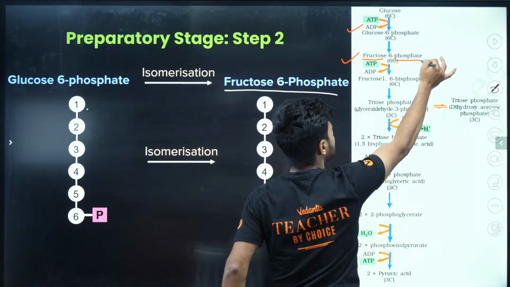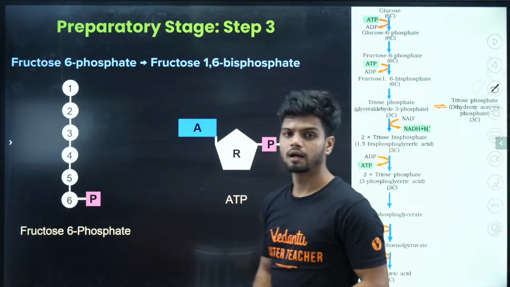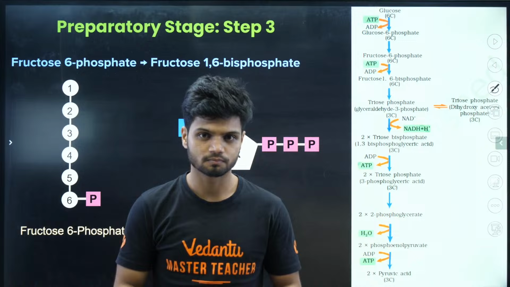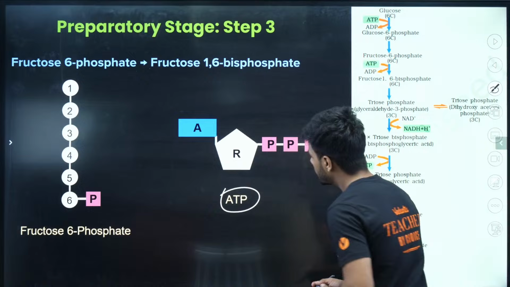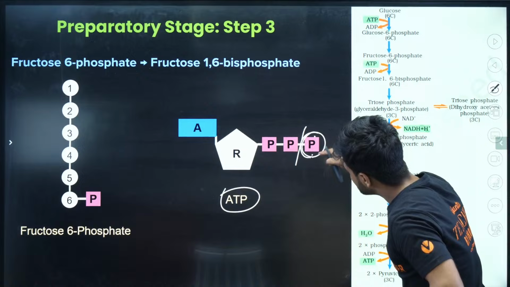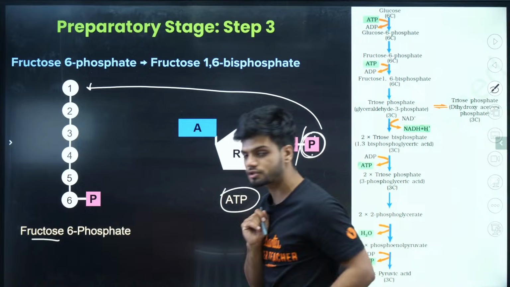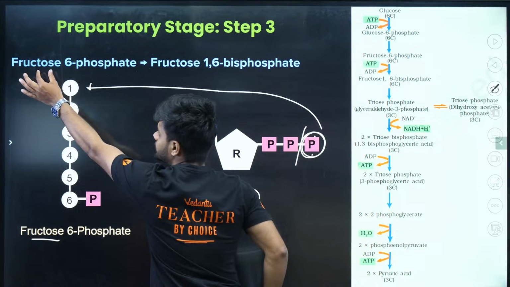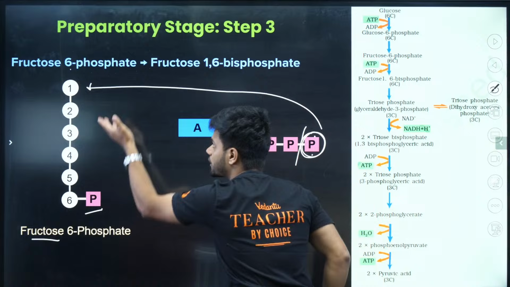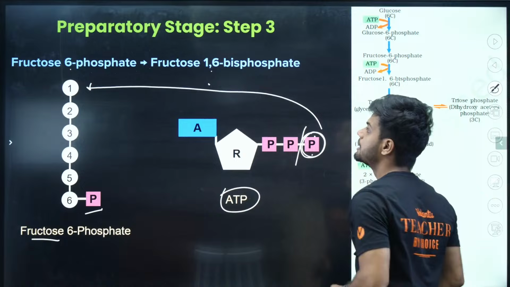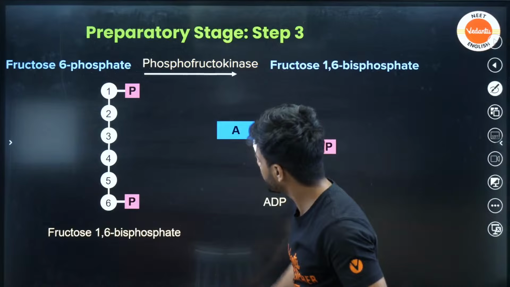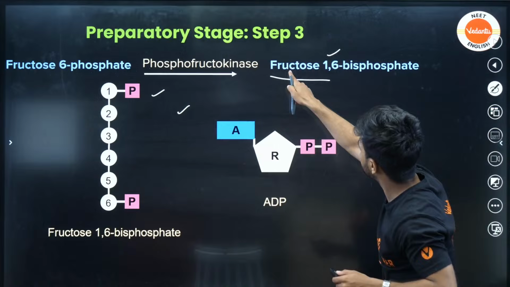Now, the third step is also a phosphorylation. Similarly, we take an ATP, we break this bond, and this phosphate attaches to the first carbon of your fructose. So what did we have here? We had fructose 6-phosphate, because in the 6th position we had a phosphate. Now this fructose 6-phosphate gets converted to fructose 1,6-bisphosphate. Why 1? Because at the first position we have a phosphate, and at the 6th position we have a phosphate.